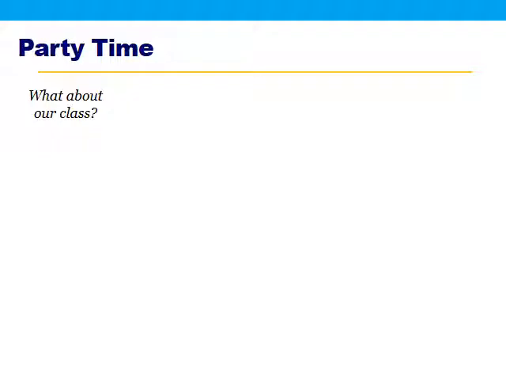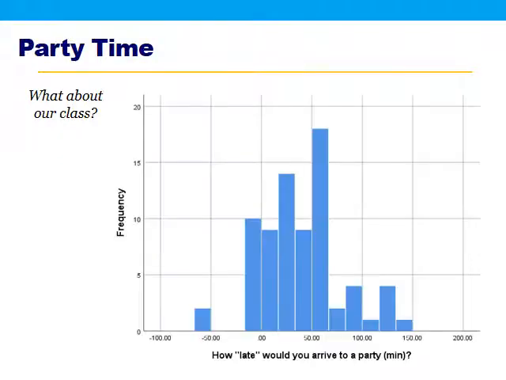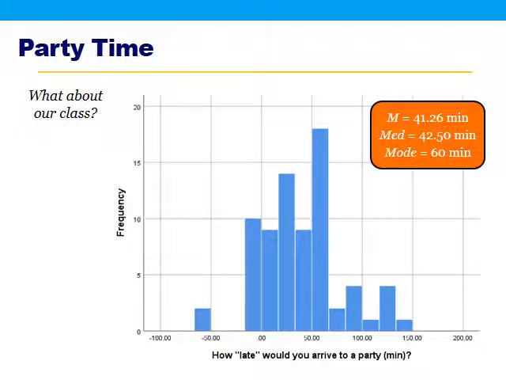Now, what about our class? You all answered this question, so I know how early or late you all would show up to the party. Here is the histogram that shows for our class when people would show up. The mean here is 41.26 minutes, and the median is 42 minutes. So the typical person in our class, if the party was starting at 9 o'clock, would show up around 9:30, 9:45, according to your answers.